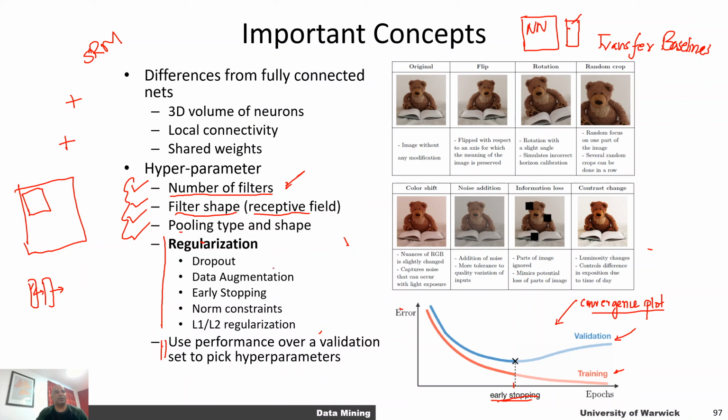We can use something called dropout. We can use data augmentation. I'm going to talk about all of these. We can use early stopping as a form of regularization. So you can have norm constraints, you can have L1, L2 regularization within your neural network as a means of achieving an effect of regularization. Remember, regularization is simply that a neural network or any machine learning model should not change its output when the input is changed by a small amount.